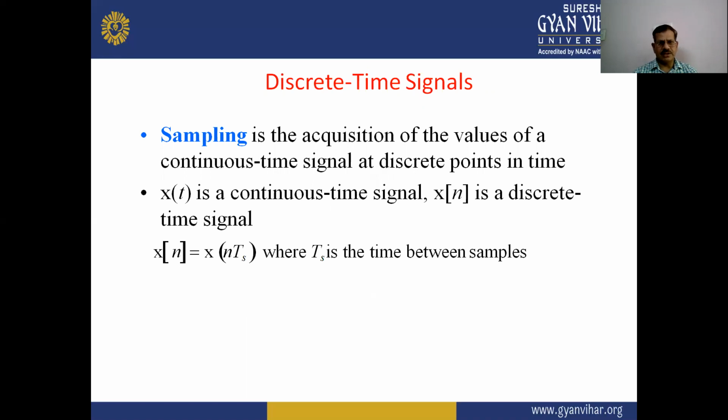Discrete time signals. Sampling is the acquisition of the value of a continuous time signal at discrete points in time. So x(t) is a continuous time signal. x[n] is a discrete time signal. So x[n] equal to x(n Ts), where Ts is the time between different samples.